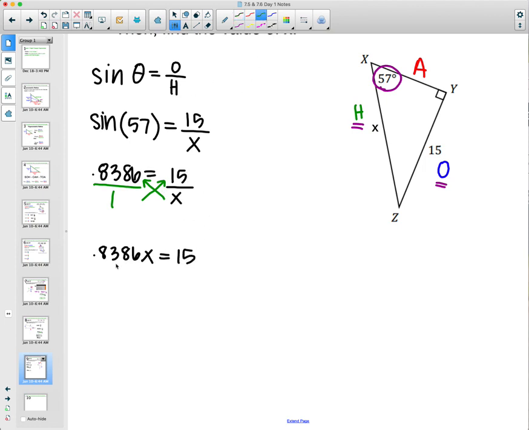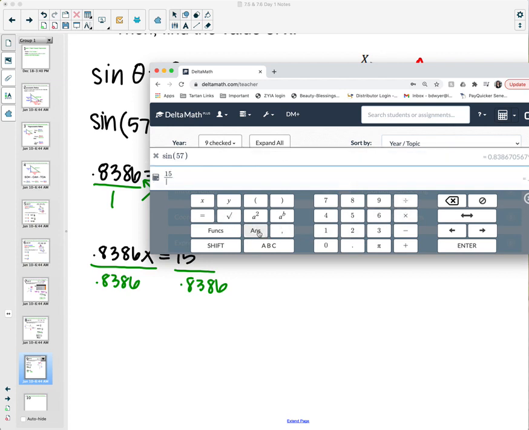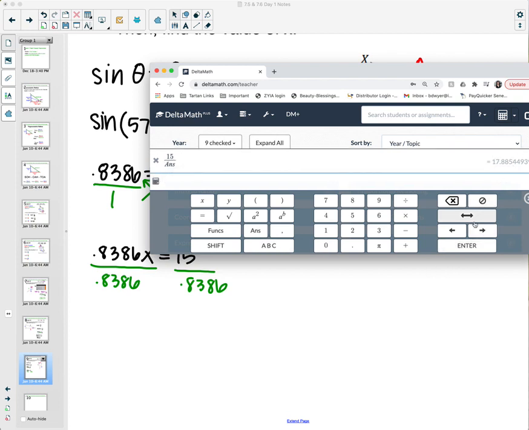So we need to solve for x here. We're going to divide by 0.8386 to both sides. So we're going to do 15 divided by 0.8386. Looking in your calculator, you still have this as the answer. So what I'm going to do is type 15 divided by, and then I don't want to type this out, so I'm just going to hit answer. So we're going to do 15 divided by the previous answer, and then hit enter, and you've got 17.89.